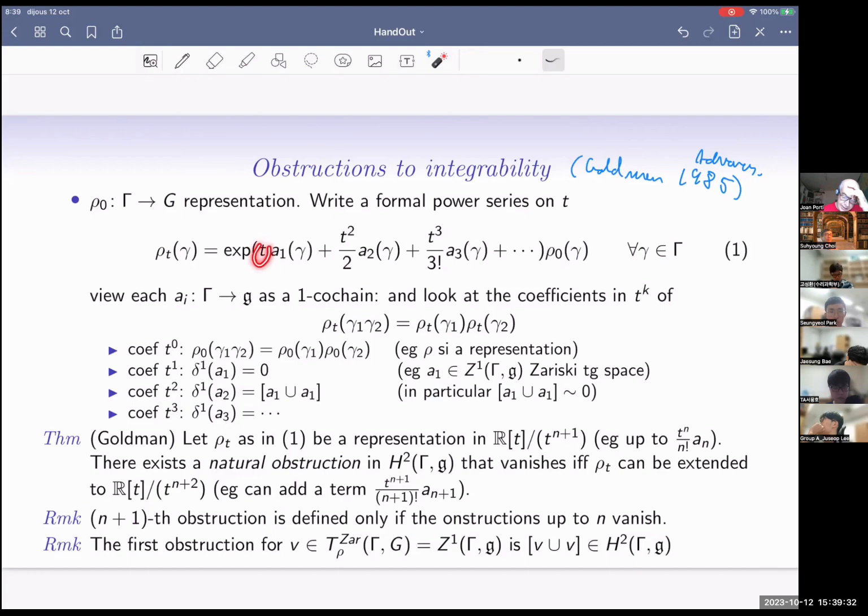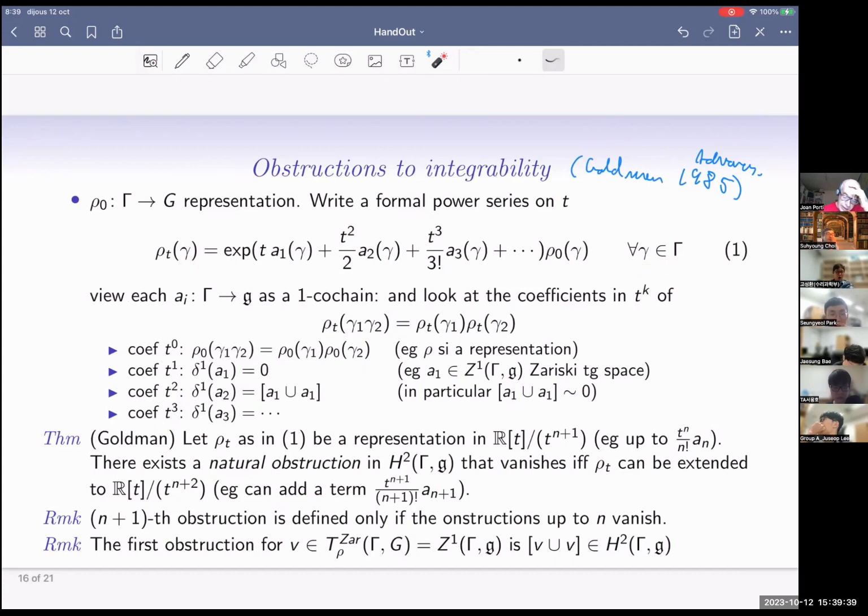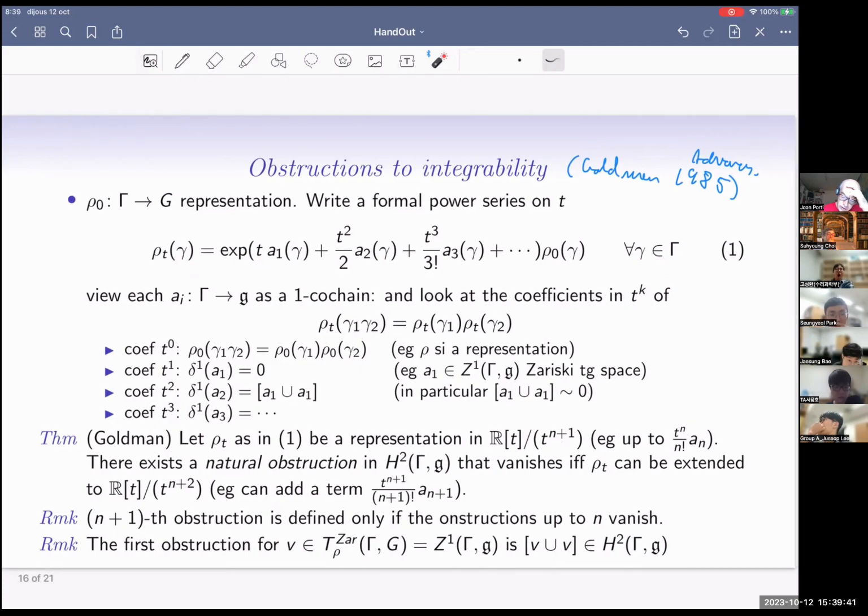So the first term is t times a1 of gamma. For each element gamma of the group, I take rho 0 of gamma, and then I add a first order term, second order term, third order term; I write a power expansion. Each coefficient lives in the Lie algebra, and I see each coefficient as a map. In fact, it's a one cochain. To every element of the group, I map it to a1 of gamma. That's a one cochain.